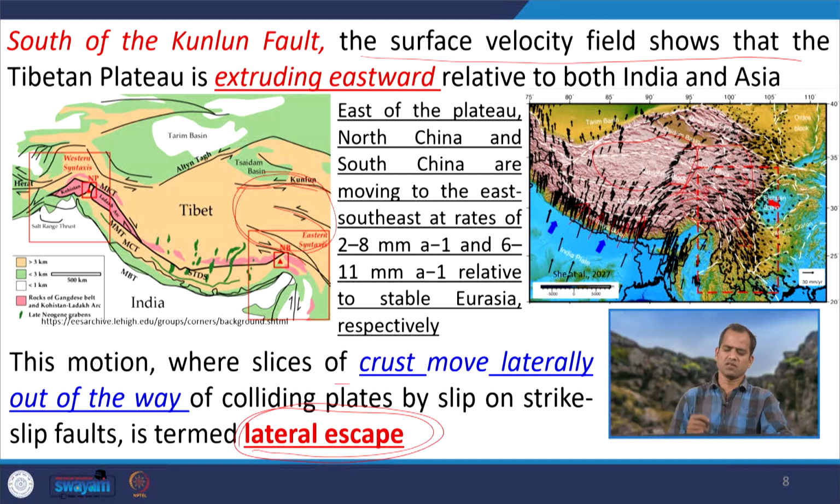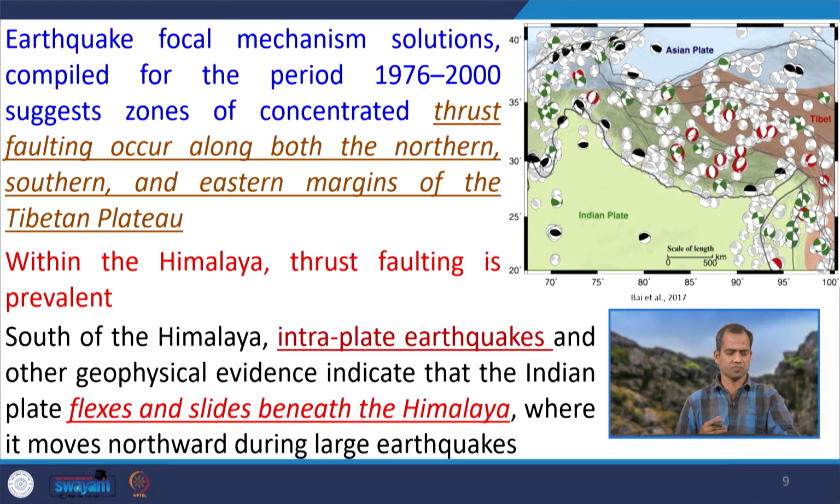And as a result, what is happening? Now, east of this plateau, North China and South China are moving to the east and southeast at a rate around 2 to 8 millimeter per annum to 6 to 11 millimeter per annum relative to the stable Eurasian plate. So, that means part of this system is extruding from this active deformation front or the collisional front. So, when there is movement, there is either extrusion or deformation, there is absorption of stress, there is a release of strain. So, that is why earthquakes are very frequent along the Himalayan front and particularly along the plate boundaries.